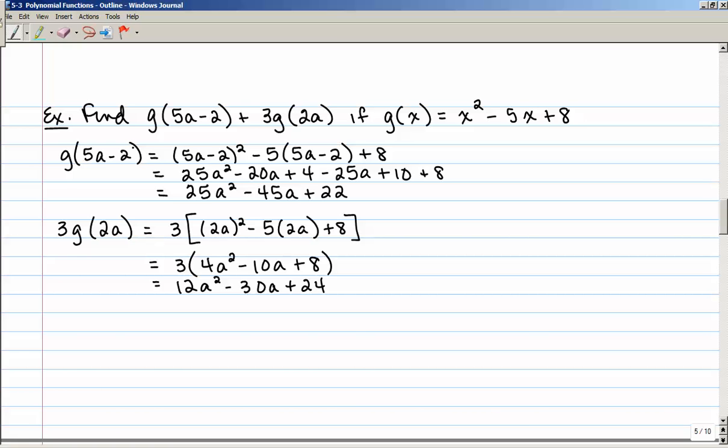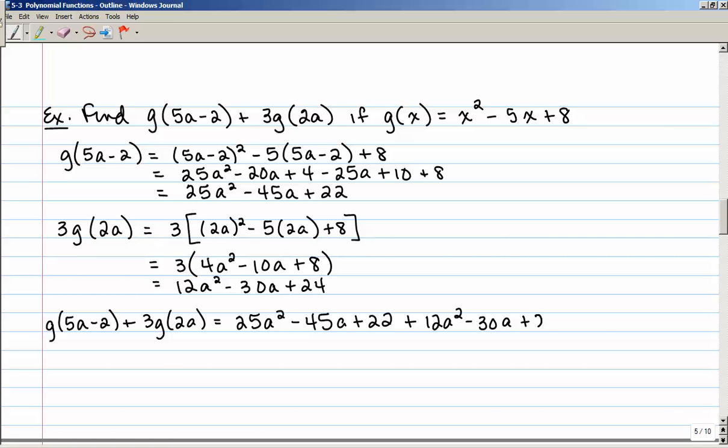So now that I know what g of 5a minus 2 is, and 3 times g of 2a, to get my final answer I need to add those together. So g of 5a minus 2 plus 3 times g of 2a is going to be what g of 5a minus 2 is, 25a squared minus 45a plus 22, plus what 3 times g of 2a is, which is 12a squared minus 30a plus 24.